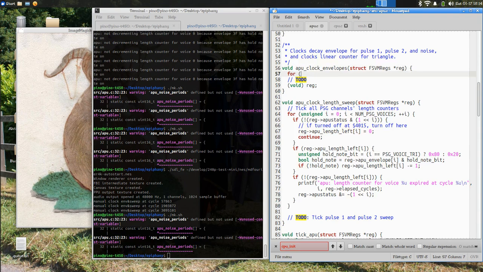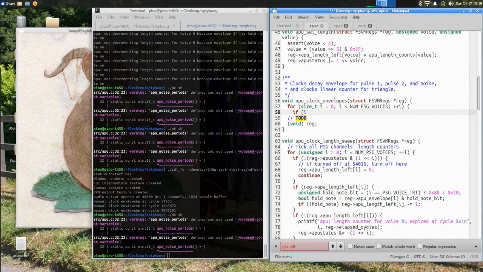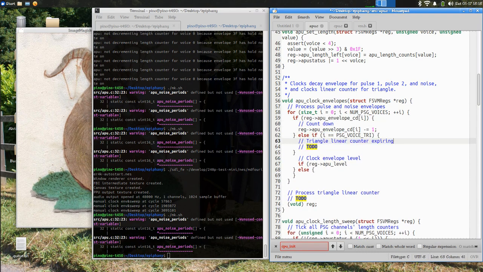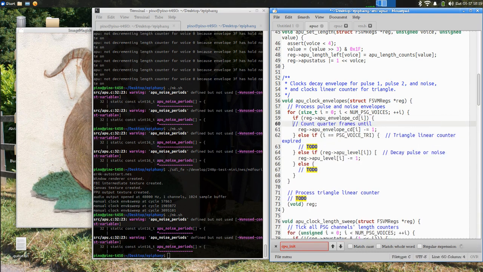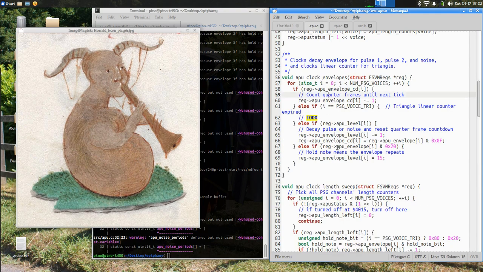The APU clocks the envelope 240 times a second. This clock is divided by the envelope decay period value. The triangle's envelope silences the channel when it expires. On pulse and noise, when the divider ticks, the volume decreases by 1. It starts at 15, which is full volume, and ends at 0.